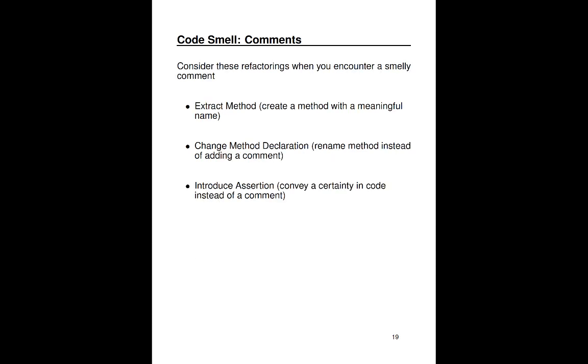So if you encounter a comment that seems smelly, consider using one of these refactorings. Something like extract method. This is where you would create a new method that has a meaningful name that can replace the comment. Or maybe changing something about the method declaration: renaming the method or the names of the parameters to, again, make the intent more clear instead of adding a comment. Or introducing an assertion. So this will convey something that you know to be true or you believe to be true, some certainty that you have, conveying that in code instead of a comment. So now let's dive into what each of these refactorings means.